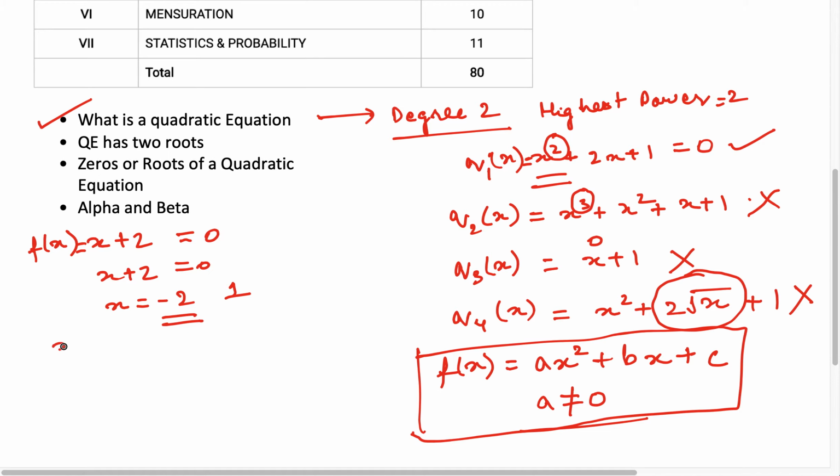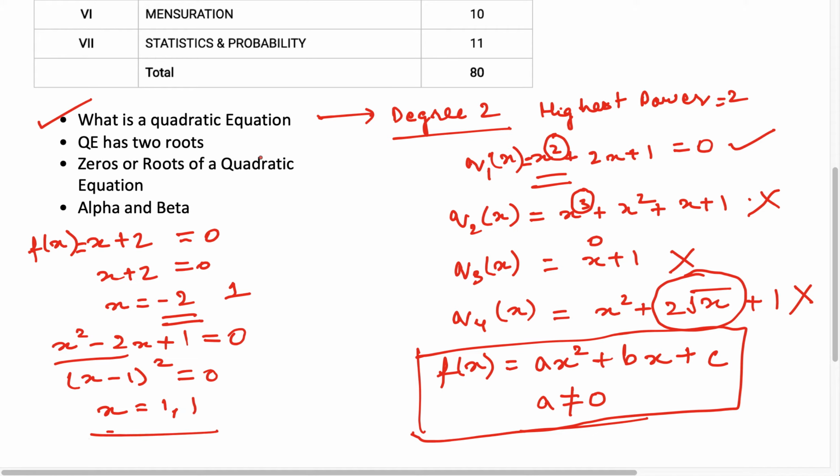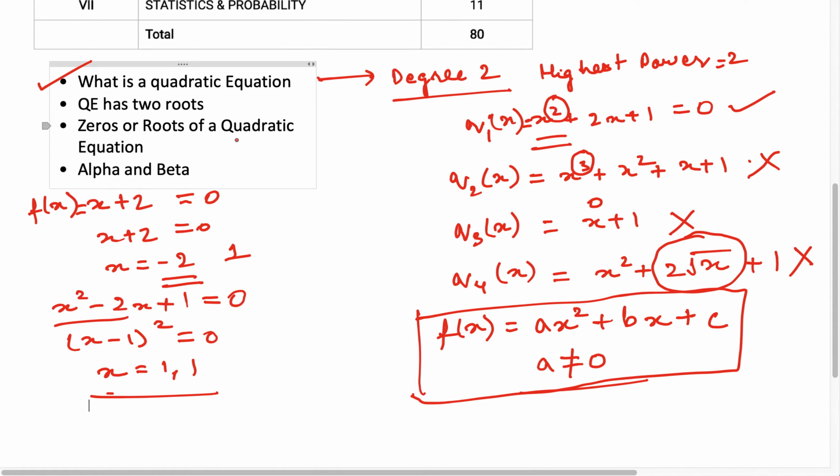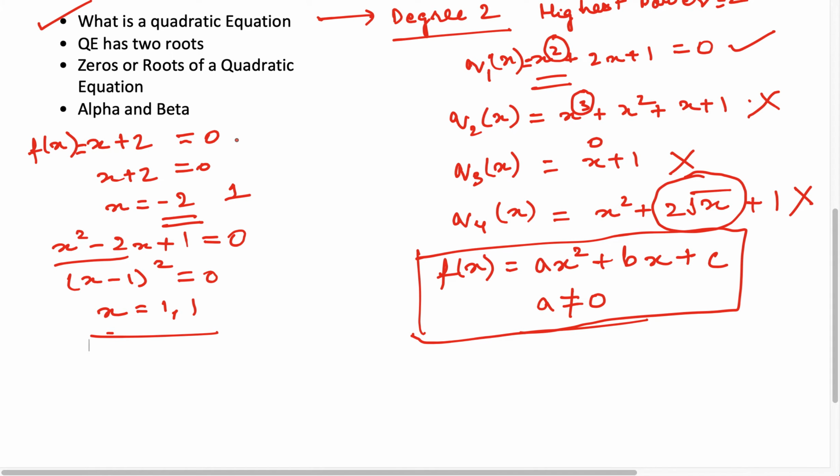Now let me give you an example. If I have x square minus 2x plus 1, if this is a quadratic equation which is equal to 0, I will find two roots, and the two roots will be x minus 1 whole square equal to 0. This is x minus 1 whole square, and the two roots are both same, 1 and 1. Okay, so a quadratic equation, if you solve it, it will always have two roots.